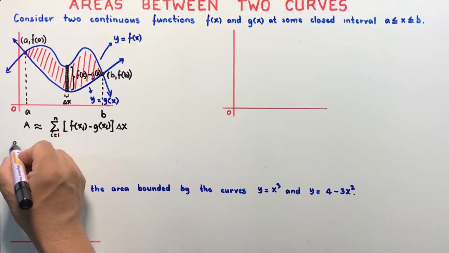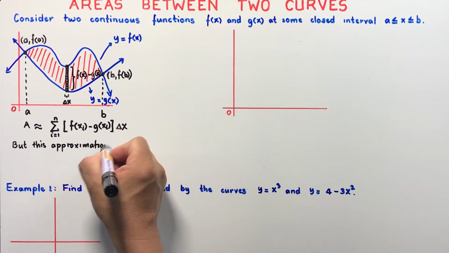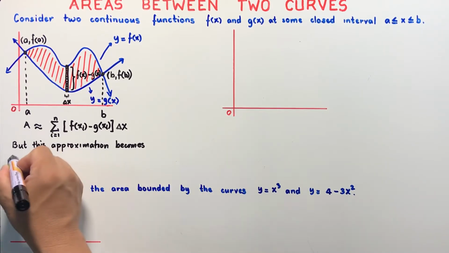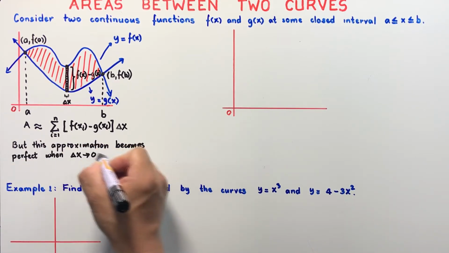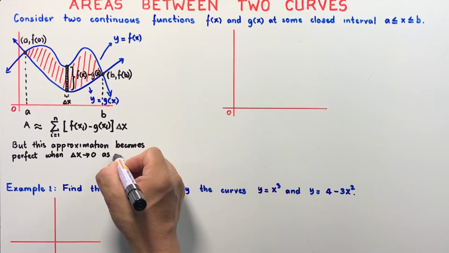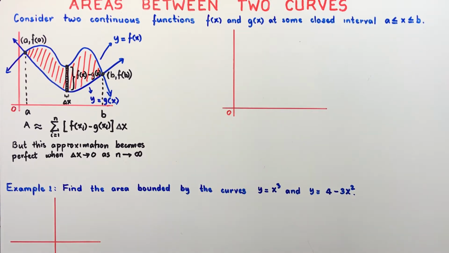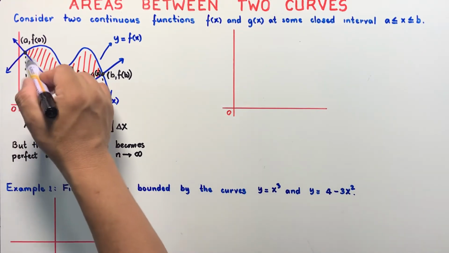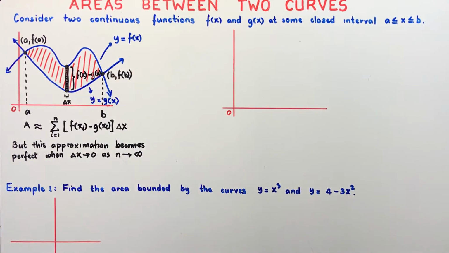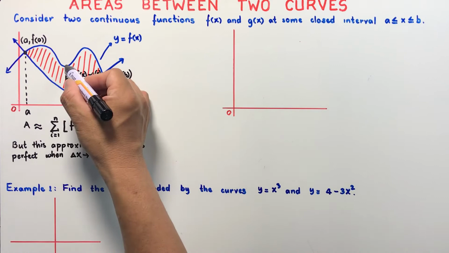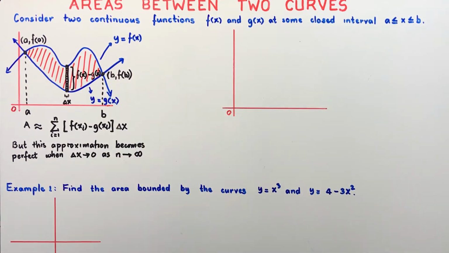But this approximation becomes perfect when this delta x goes to 0. And delta x goes to 0 when n goes to infinity. In other words, if you slice this shaded region into infinitely many slices, then the discrepancy will be almost nothing. So the excess area will eventually disappear.